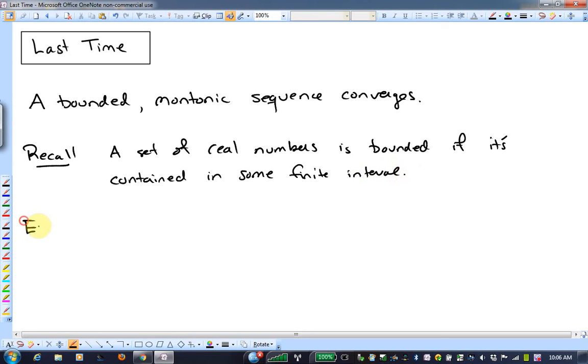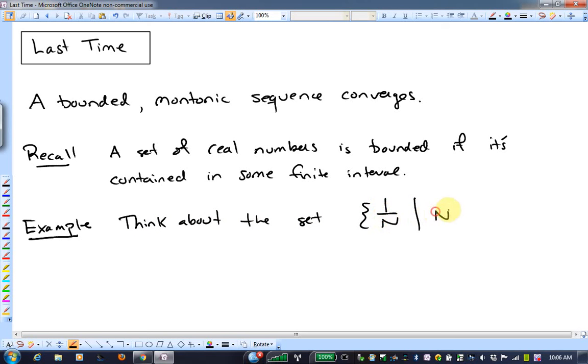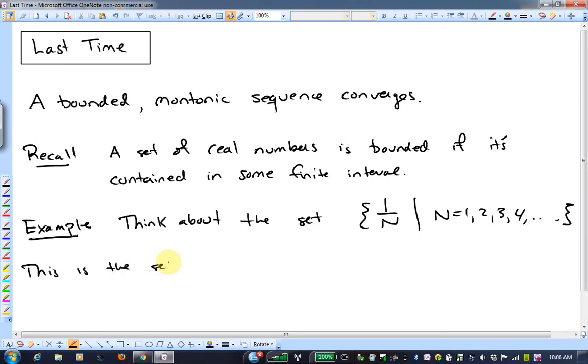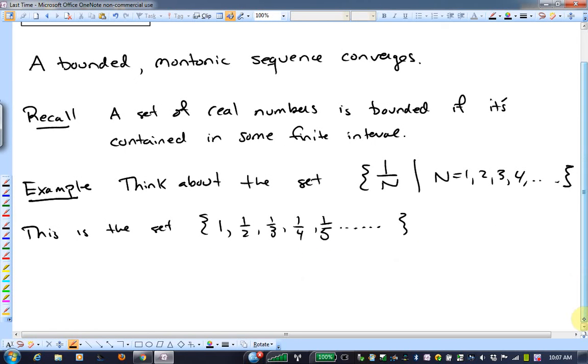So just as an example, we're going to think about the set one over n, where n is 1, 2, 3, 4, and so on. Okay, so what is this? This is the collection. Well, when n is 1, it's 1, 1/2, 1/3, 1/4. You get the idea?